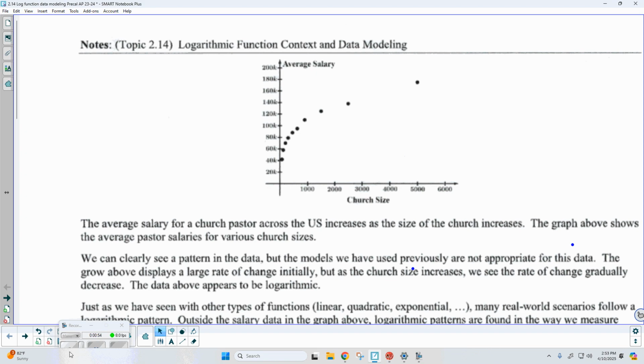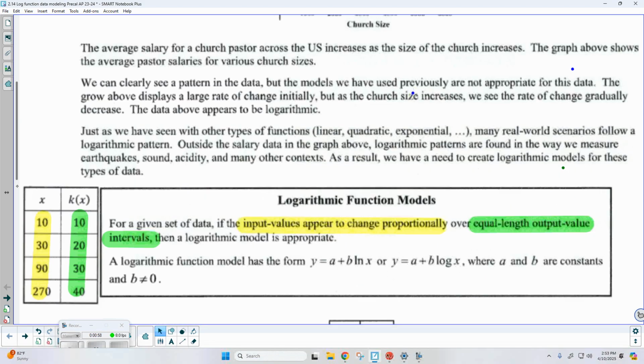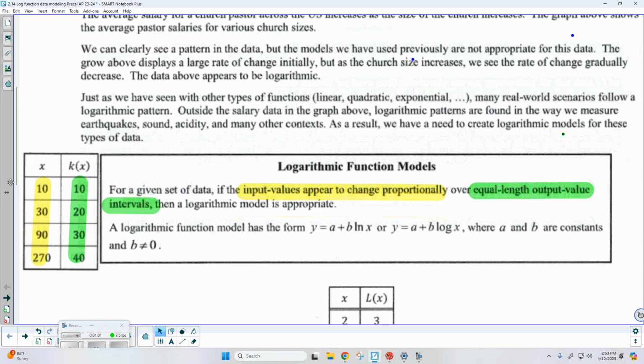Here is 2.14, log function context and data modeling. So what we're going to be doing today is algebraically and on technology, we're going to be finding logarithmic equations for sets of data. Just as we've seen with other types of functions, linear, quadratic, exponential, many real-world scenarios follow a logarithmic pattern, outside the salary data and the graph above. So that graph we're going to reference again in just a moment. Logarithmic patterns are found in the way we measure earthquakes, sound, acidity, etc. As a result, we have a need to create logarithmic models for the data.